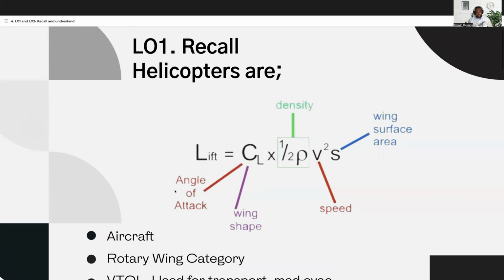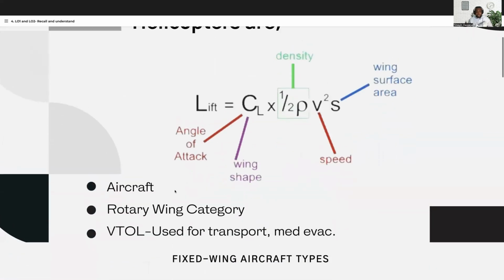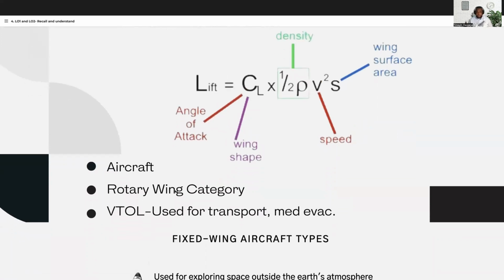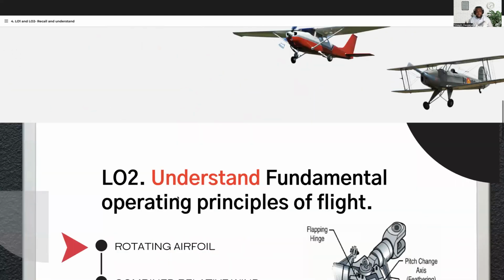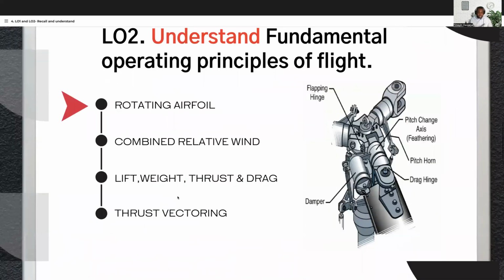For helicopters, we know that they're under the category of rotary wing aircraft, and that they're VTOL, vertical takeoff and landing. They're used for many different applications. One of the fundamental principles of flight for a helicopter is the fact that it uses a rotating airfoil. So we have a wing, hypothetically, of a fixed wing airplane, but instead of being fixed and moving through the air or air rushing over it in a wind tunnel, we have a rotation.